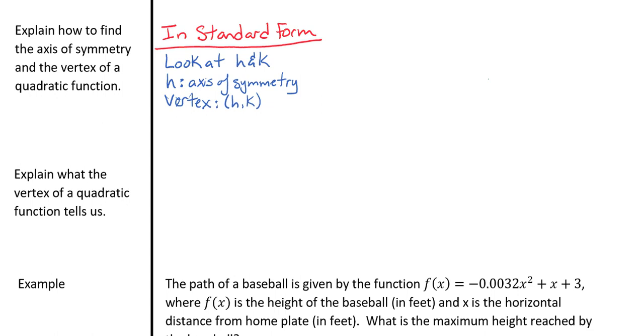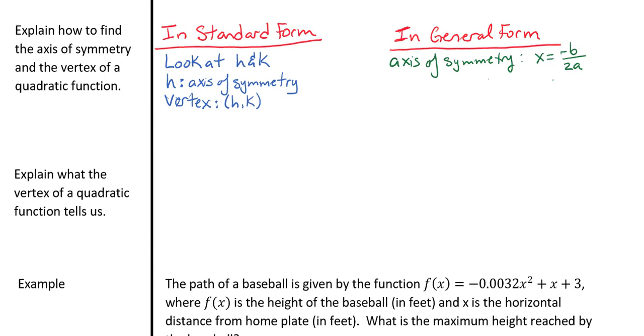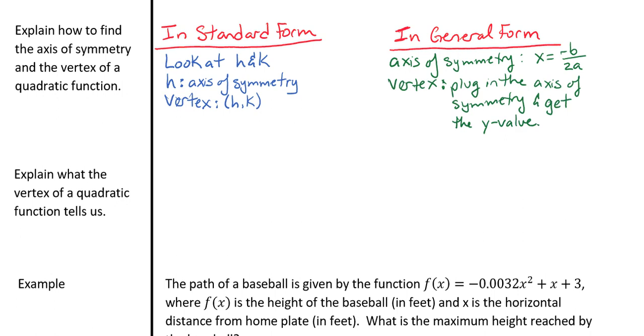When it's in general form, there's a little bit more work to it. So in general form, that's where we have the ax squared plus bx plus c. So here, our axis of symmetry is the equation x equals negative b divided by 2a. To get our vertex, we need to plug that value into our equation, and that's going to give us the y value. And then our vertex will be the axis of symmetry, and then that y value answer.